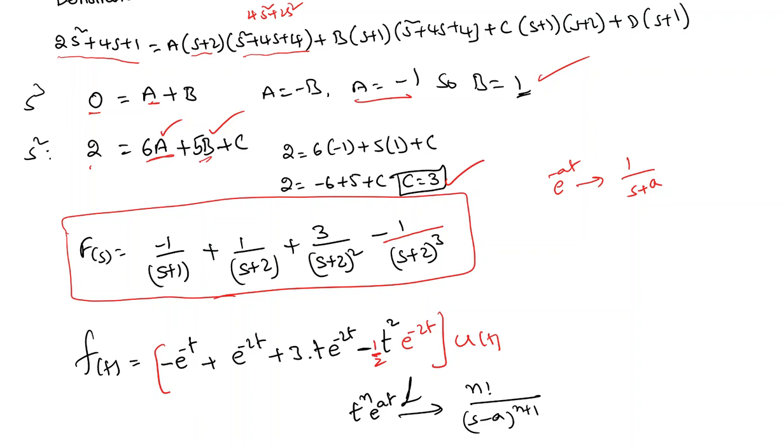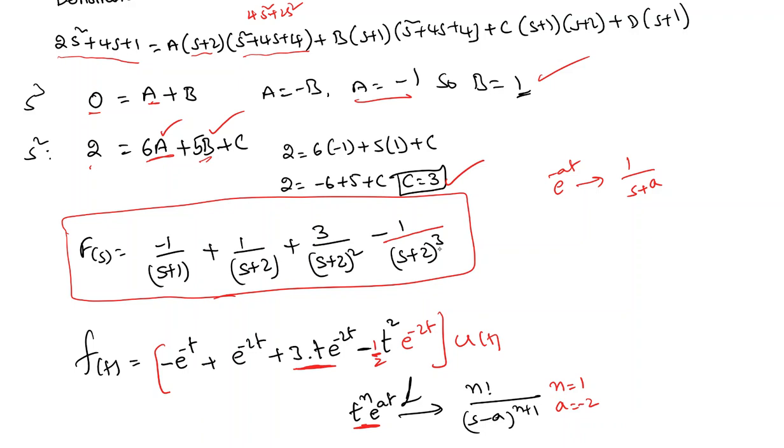Plus 3 times. So here 1 over (s + 2)², so the Laplace transform, n factorial over (s minus a) to the n + 1, is nothing but t to the power of n times e to the power of at. So what is n here? Let me choose n equal to 1, so (s minus a) squared, that's what I have, where n equal to 1, a equal to minus 2. So if I substitute it, I'll end up with 3t e to the power of minus 2t.